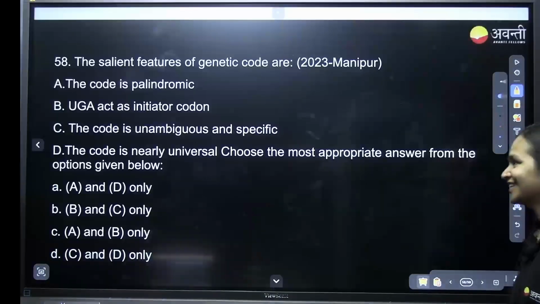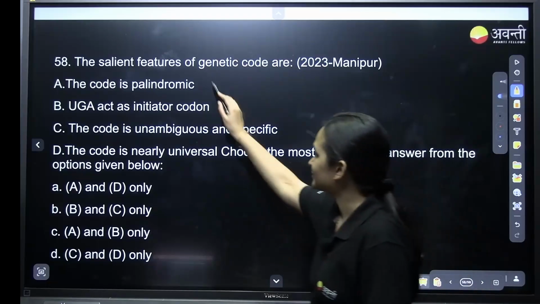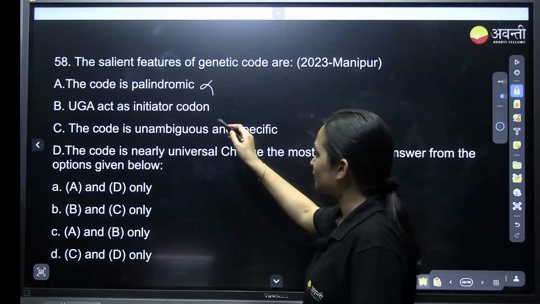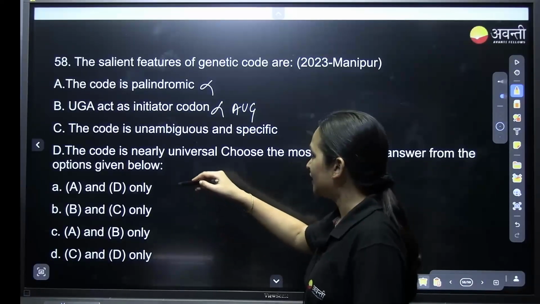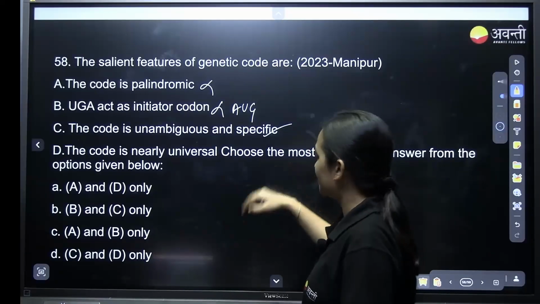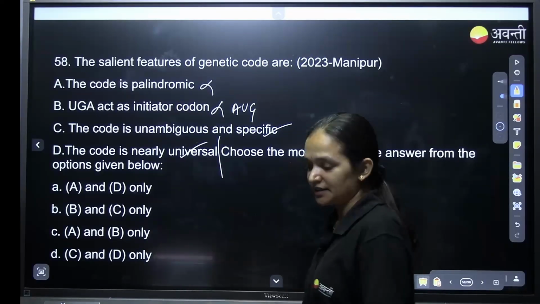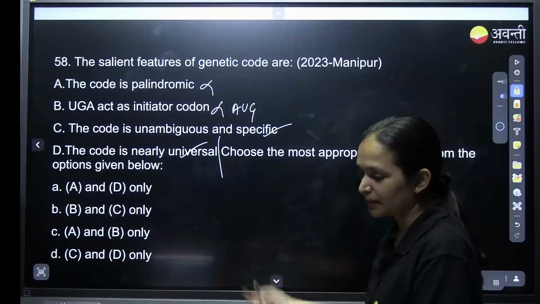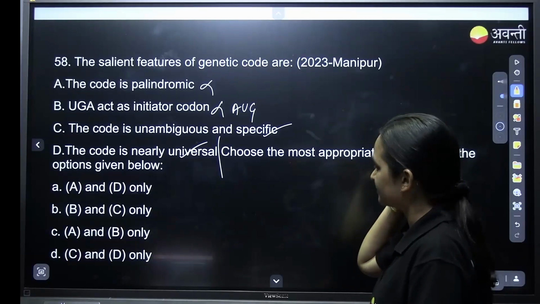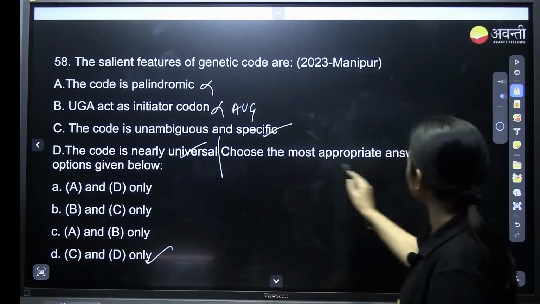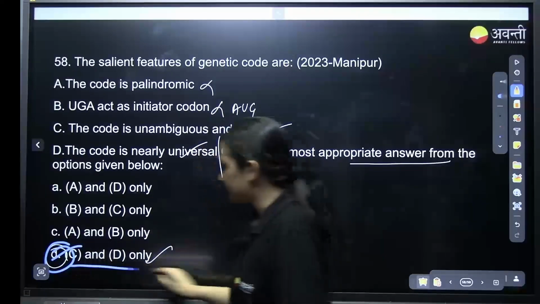Yes. The salient features of genetic code are, the code is palindromic. No. UGA act as initiator codon. No, it is AUG. Yes. Very good. The code is unambiguous and specific. True. The code is nearly universal. Yes. इसीलिए हम ऐसे इंसुलिन वगैरह वगैरह बना सकते हैं ना, because the code is universal. Okay, now choose the correct option. That is C and D are the correct option. D for Delhi is the correct answer. C and D.